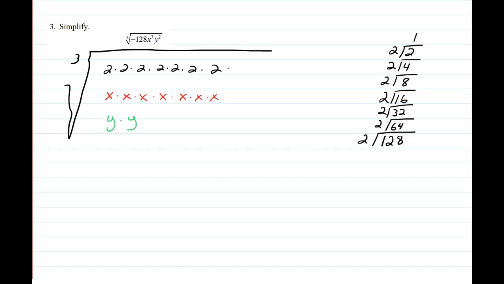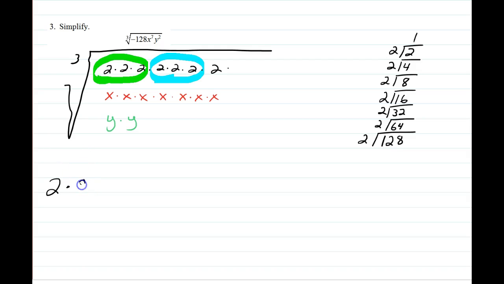So now, what we're looking for is I need a group of 3. So as soon as I circle one group of 3, I write it on the outside. It's going to be 2 times something. I have another group of 3. As soon as I circle it, I write it on the outside. So I have no more 2's to worry about.